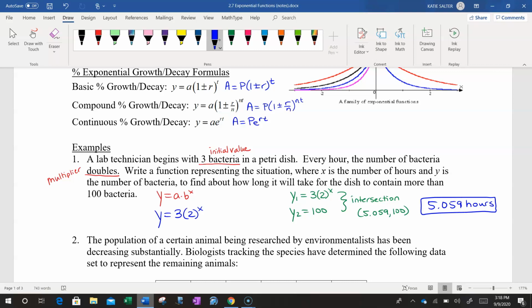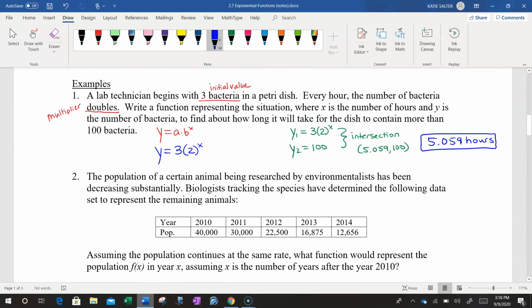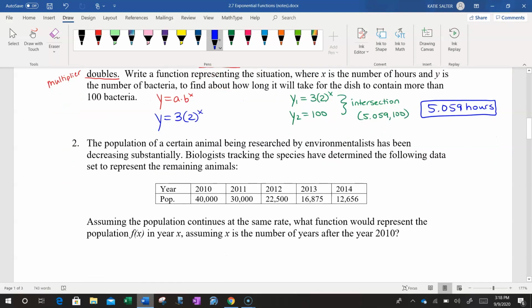Biologists tracking the species have determined the following data set to represent the remaining animals. Okay, so then it goes on to say, assuming the population continues at the same rate, what function would represent the population f of x in year x, assuming x is the number of years after 2010?